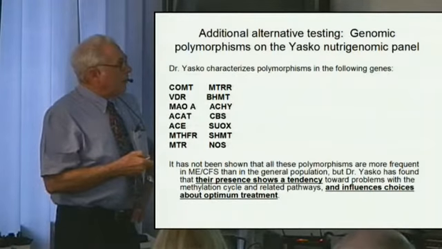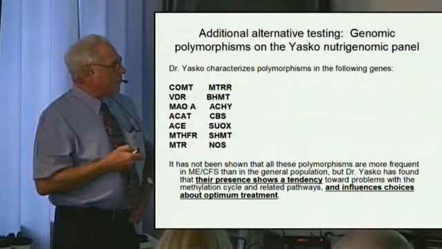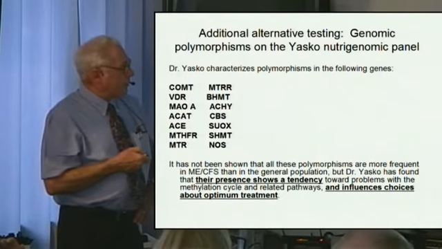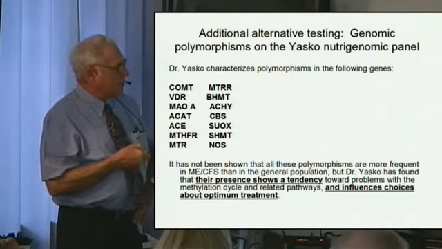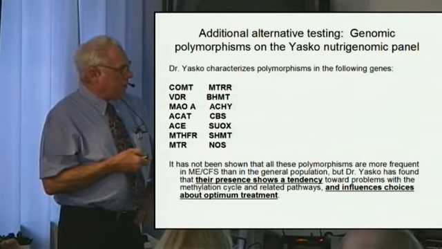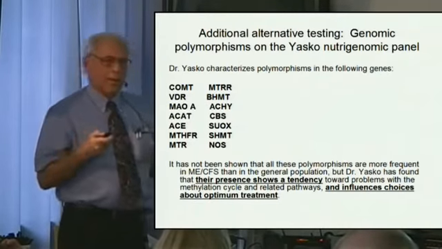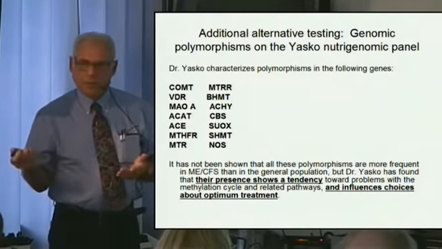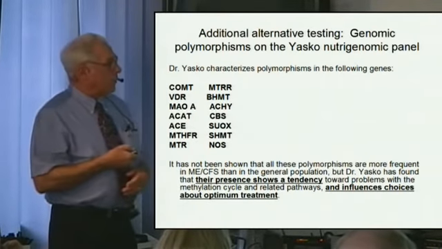Okay, now I mentioned earlier Dr. Yasko, and she evaluates 30 different polymorphisms in these genes. Some of them have more than one polymorphism, but these are the genes. As I mentioned, these have not been statistically analyzed to find out whether they are more prevalent in a person with chronic fatigue syndrome than in the general population. There have been some informal studies, and we know that 2 or 3 of them really are.